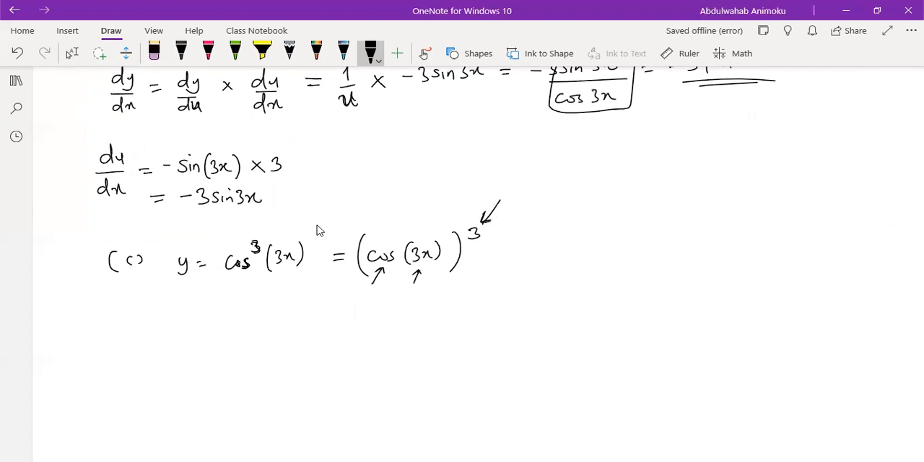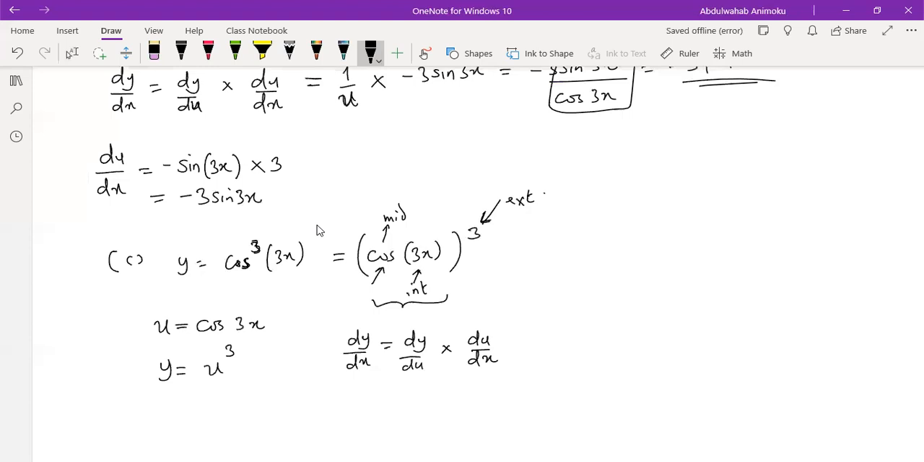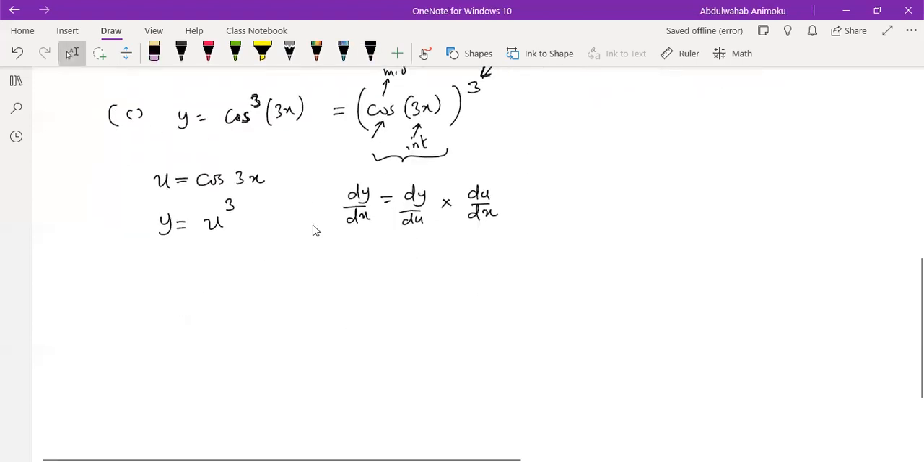Now, which one is the external? The external is the last one, which is raised to power 3. The cosine will be the middle one, and 3x will be the internal. So what would we do? We substitute a value for the internal function. So let u be cos 3x. Then that would make y to be u raised to power 3. Remember again, we need to find dy/dx, which is dy/du times du/dx. Now, what is dy/du? It is the derivative of this with respect to u, which is just 3u squared.